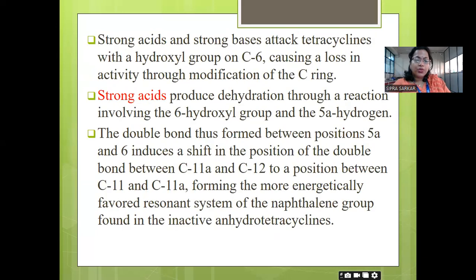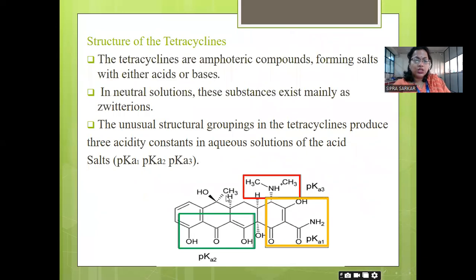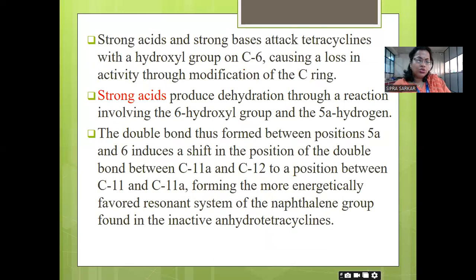That means I'm showing the structure. So C5, 5A, 6, 7, 8, 9, 10, 11 in this position. If the double bond is shifted in the structure, as a result it forms a more energetically favored compound.